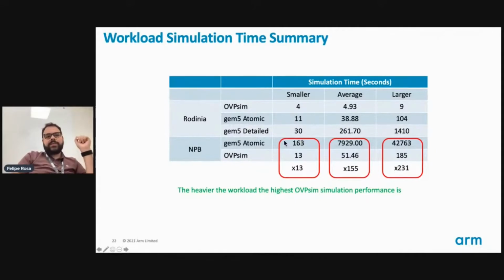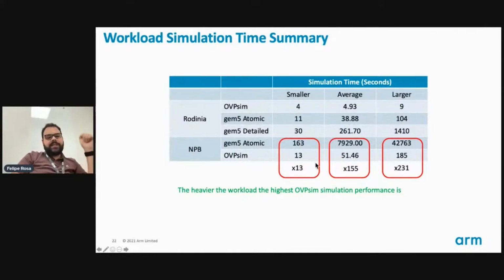And if you scale this to the NPB, you take billions of instructions, sometimes hundreds of billions of instructions. We couldn't run the detailed version on the NPB because it's too big. It took more than 1 day for its simulation. So we had to restrict to the Gem5 atomic to have at least some results. The smallest simulation was 163 seconds, and the largest one was 42,700, which is almost 12 hours.